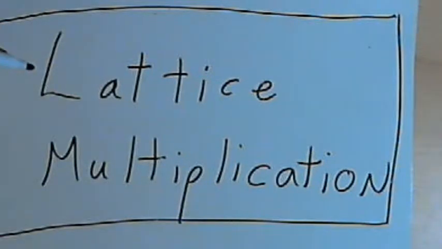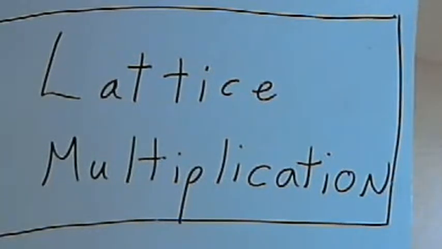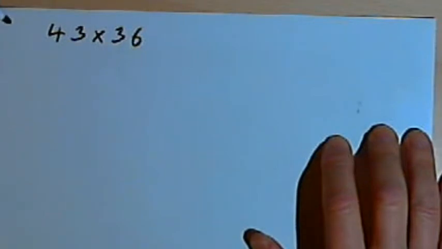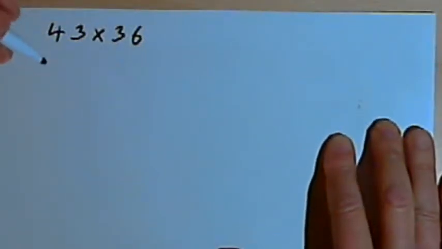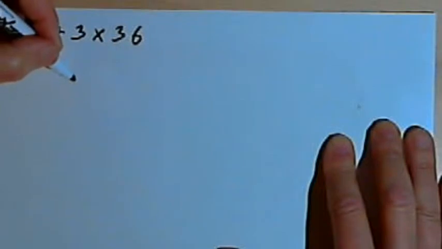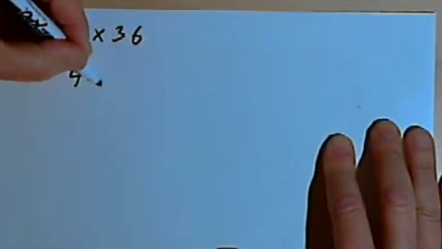This video is going to be about lattice multiplication. Lattice multiplication is an alternative way of multiplying instead of the way you probably learned earlier. So let's look at an example. What I've got here is 43 times 36. What I want to do is multiply that first by the traditional method and then the lattice method and compare the two methods. So multiplying 43 by 36, I'm going to write 43.